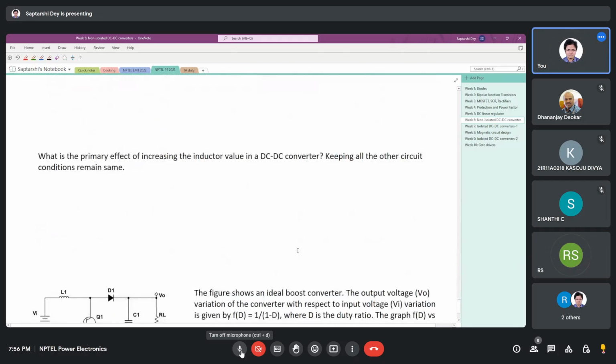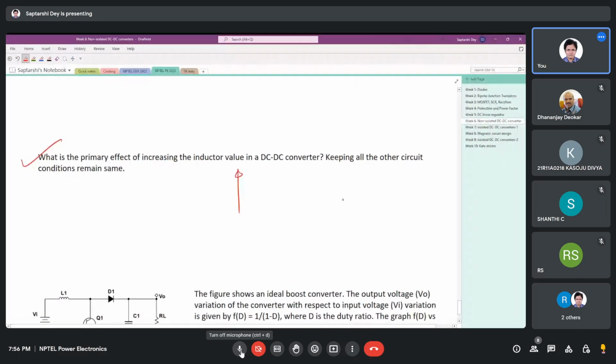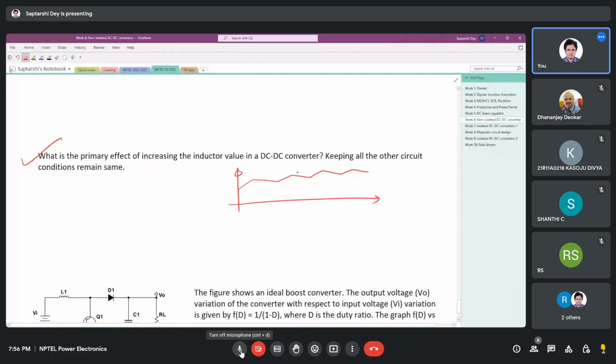This thing we covered, right? What is the primary effect of increasing inductor value in DC-DC converter? Our current ripple will come down. So we can go with a smaller capacitor.